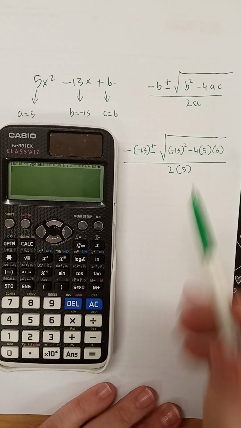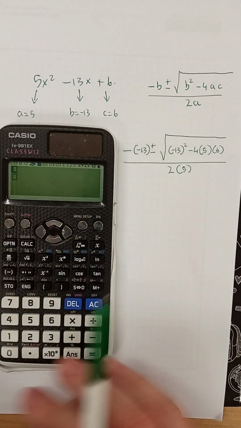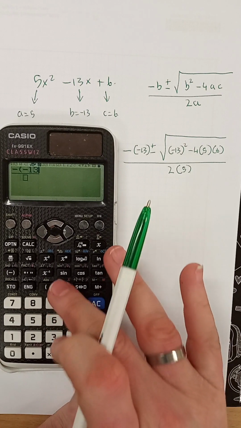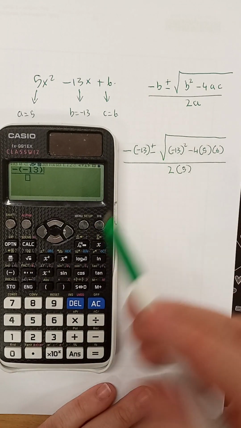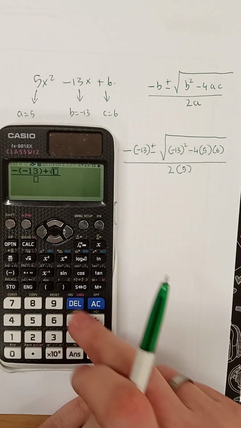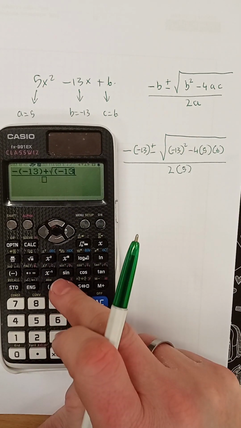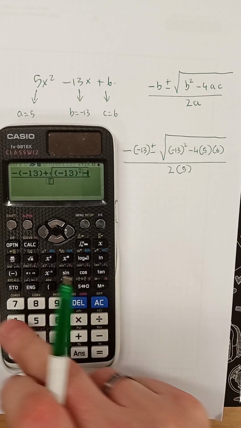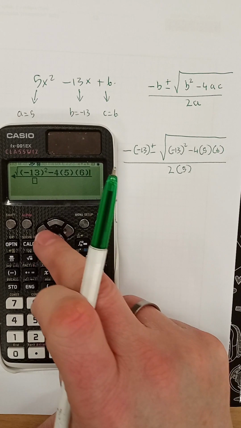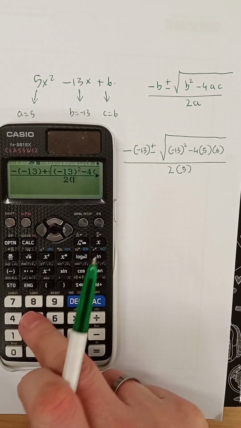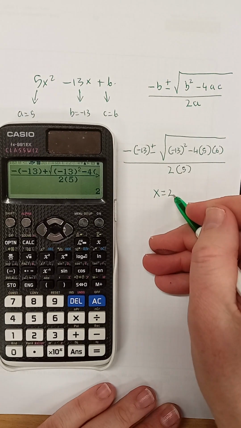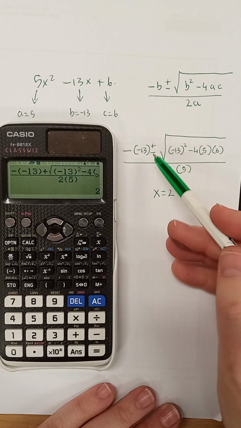Start my calculator. So I need a fraction first. Fraction, minus, bracket, minus 13, close bracket. I'll do the plus version first. Square root, bracket, minus 13, close bracket, squared, minus 4, open bracket 5, down, 2, open bracket 5 close bracket, equals. So x is equal to 2. Now, that's one of the answers, the plus answer.